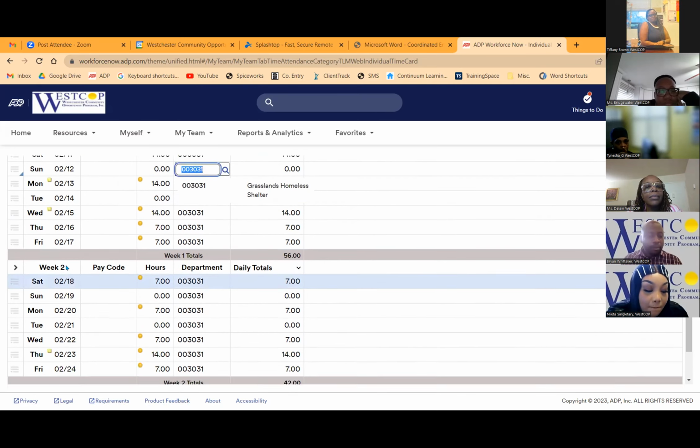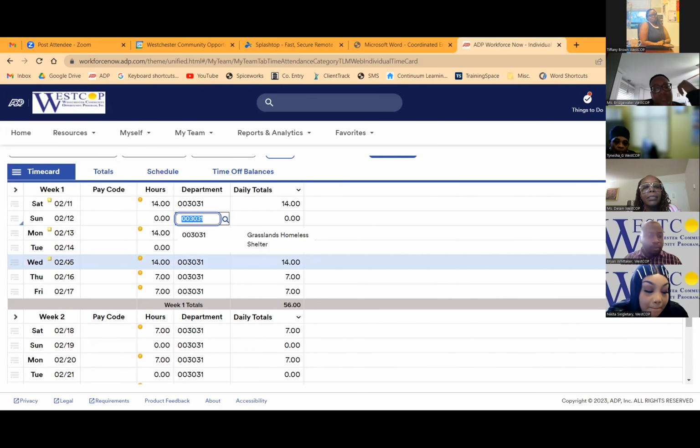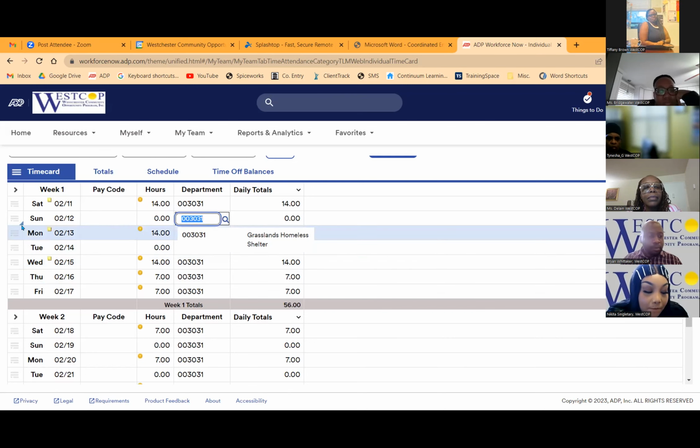Now you see how, go back up. You see how in the corner, it still has that little blue dash on Sunday? That's indicating that there's supposed to be time there. Once you make a mistake and put time in a slot, you have to, let me show you what happens.